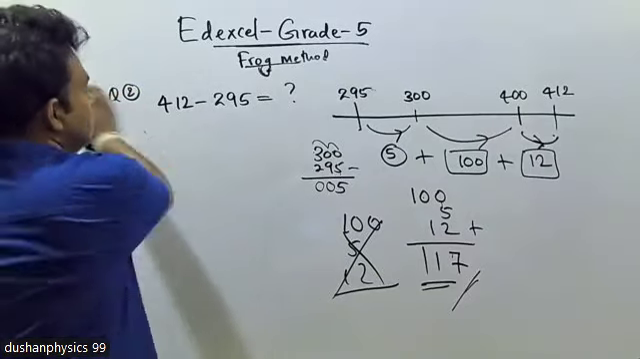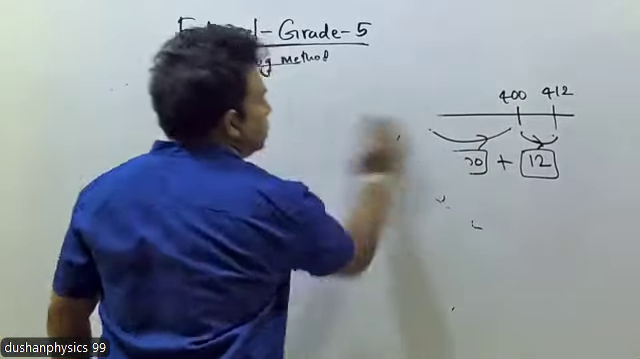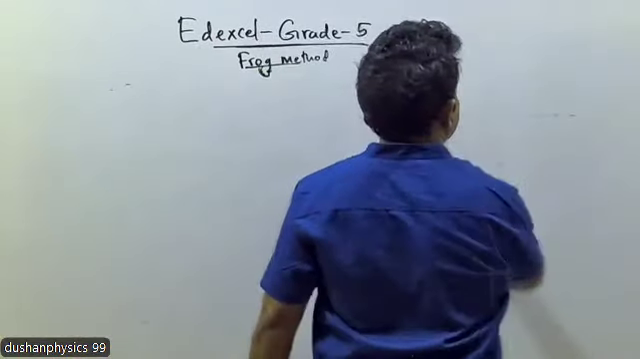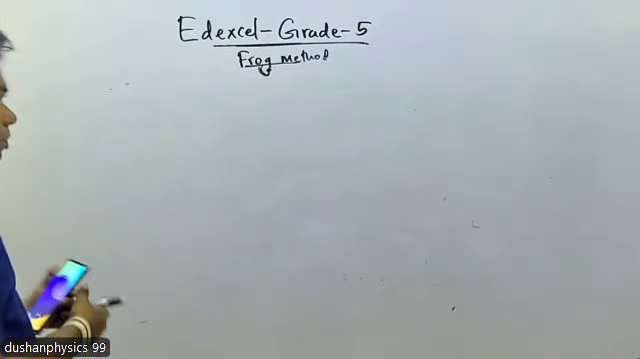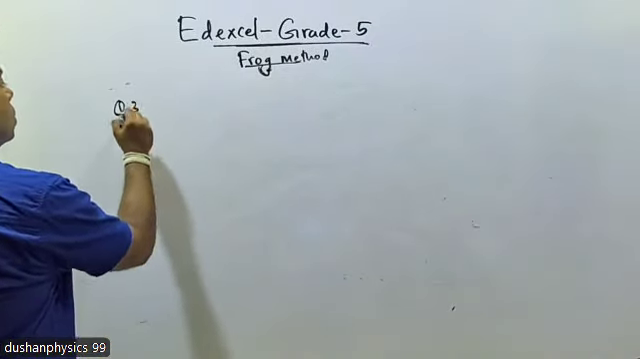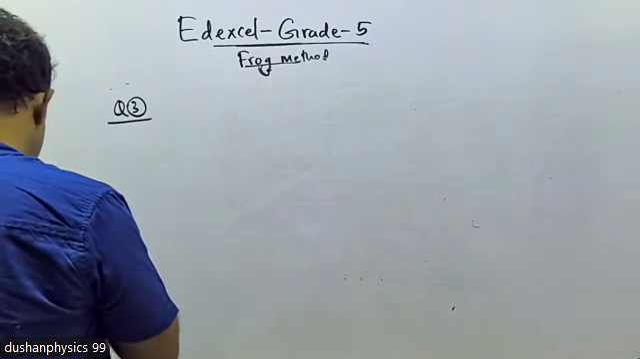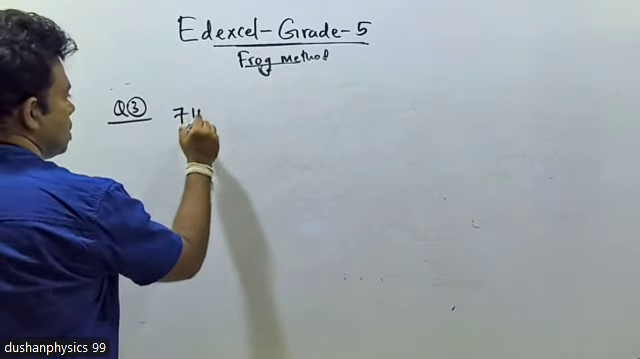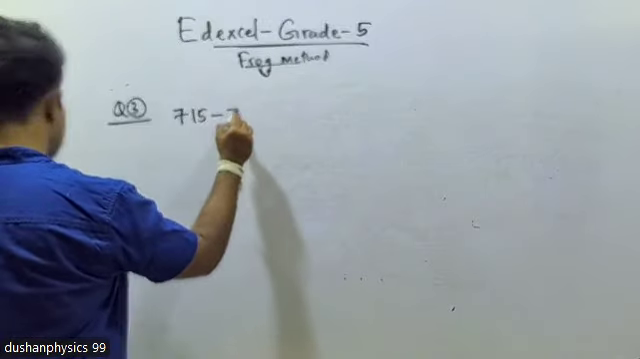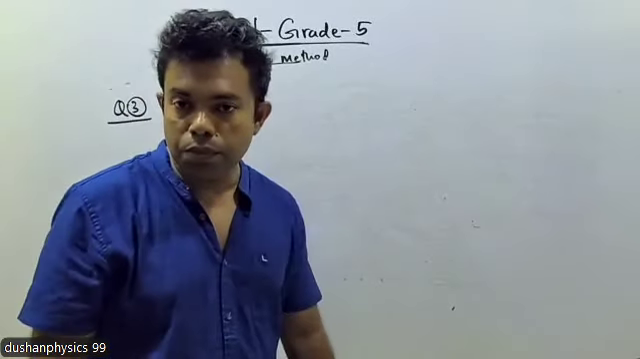The next question number. Question number 3. The question says 915 minus 793. Is it clear?